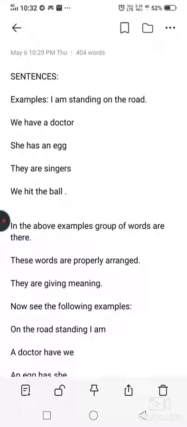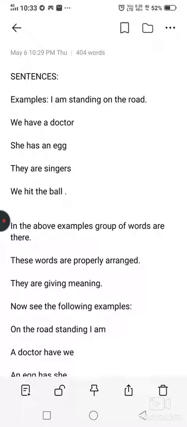In the same way, the following examples also have word groups. So the thing is that in a sentence we see a group of words, and these words are arranged properly, that is, systematically. For example, I after am, am after standing, standing after on, on after the, the after road. In this way, words have been properly arranged. In the next example also, we after have, have after a, a after doctor. In this way, words have been arranged properly.